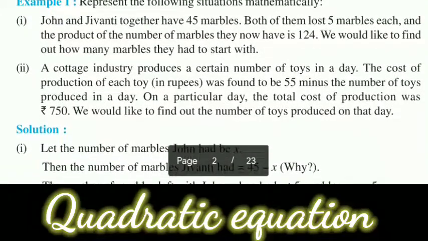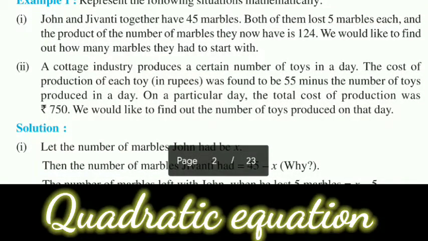John and Jivanti together have 45 marbles. Both of them lost 5 marbles each, and the product of the number of marbles they now have is 124. We would like to find out how many marbles they had to start with. We can represent this situation mathematically as a quadratic equation, and then solve it to find the values. Whatever condition is given to us, we describe in mathematical form, and after that we solve it, so we get the quadratic equations.